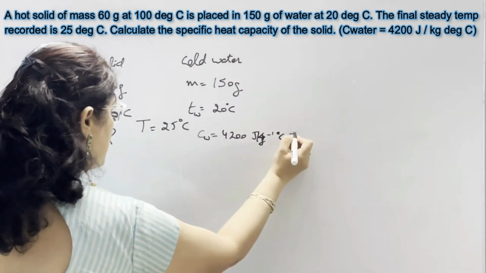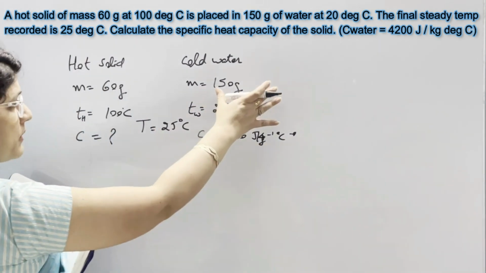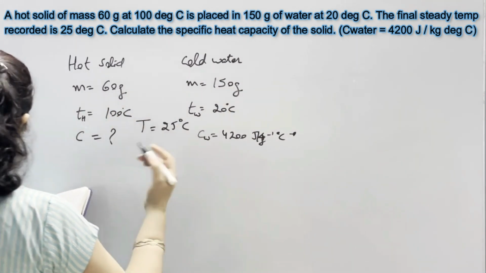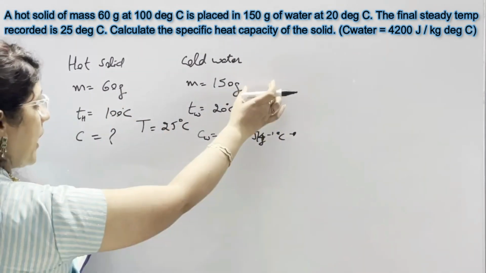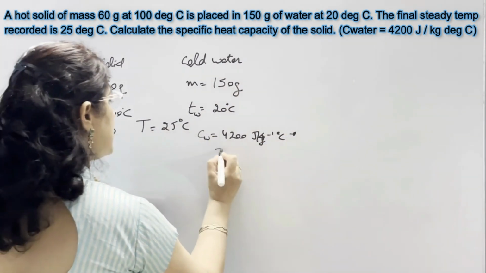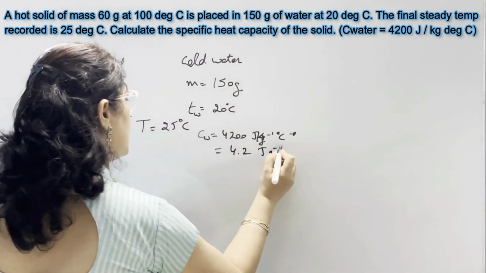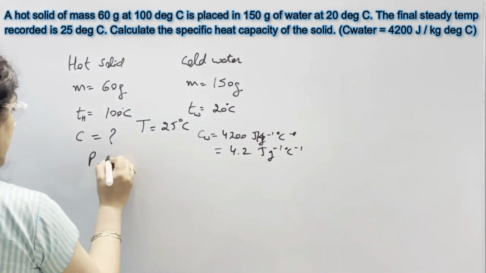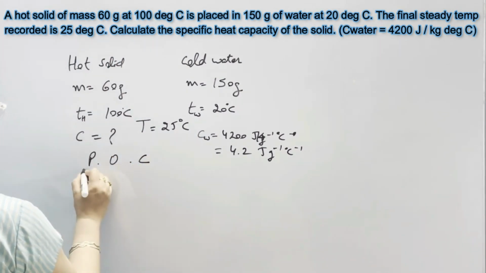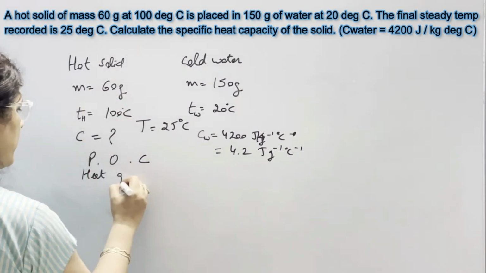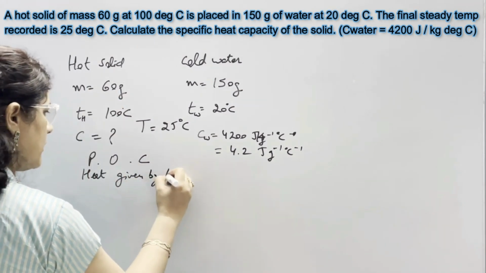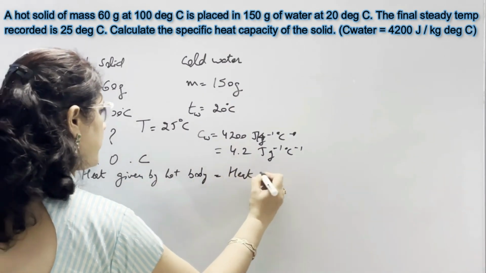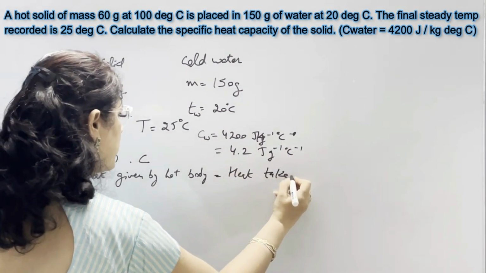per degree Celsius. But make sure all quantities are in the same SI units. It is gram here, it is kg there, but here it is also in gram. So we can convert either this to gram or gram to kg. So it is equal to 4.2 joule per gram per degree Celsius. Now, according to the principle of calorimetry, heat energy given by the hot body is equal to heat energy taken by the cold water.